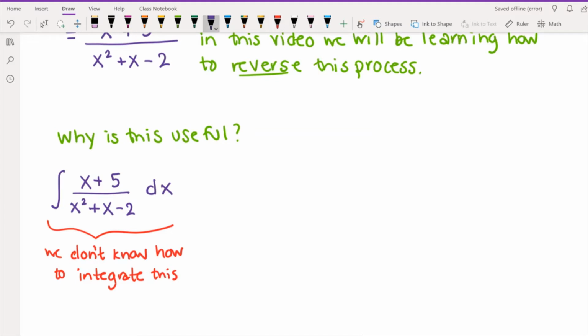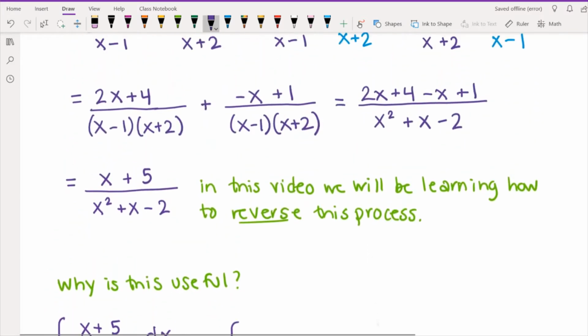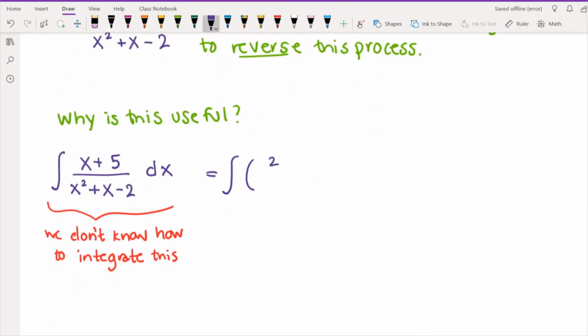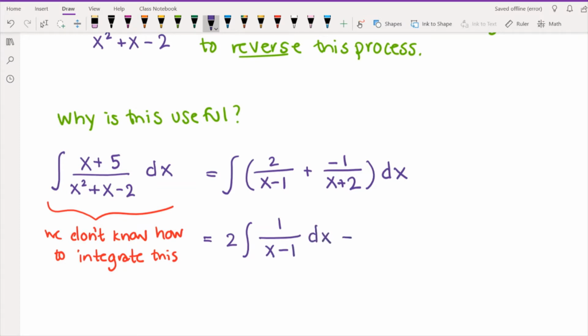So if we can figure out how to break it down the way that we did above, we saw where this came from, right? We saw that (x + 5)/(x² + x − 2) originally came from 2/(x − 1) plus −1/(x + 2). So if we break this down now into two integrals, let's also pull the constants out. So we have 2 times the integral of 1/(x − 1) dx, and then we have minus 1 times the integral of 1/(x + 2) dx.